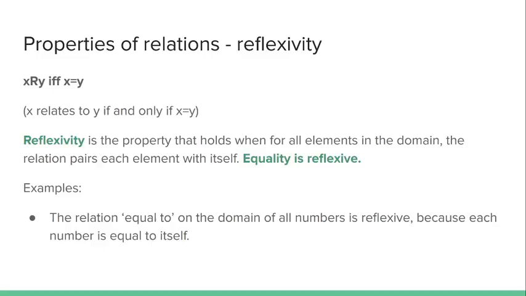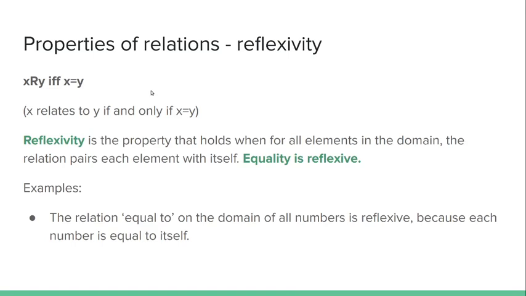So we're going to look at 3 major properties of relations. There are some others, but these 3 are commonly referred to. The first one is called reflexivity, or the property of being reflexive. The relation R is reflexive if and only if x relates to y when x equals y. So if this relation is reflexive, x relates to y if and only if x equals y. This IFF is a shorthand for if and only if.